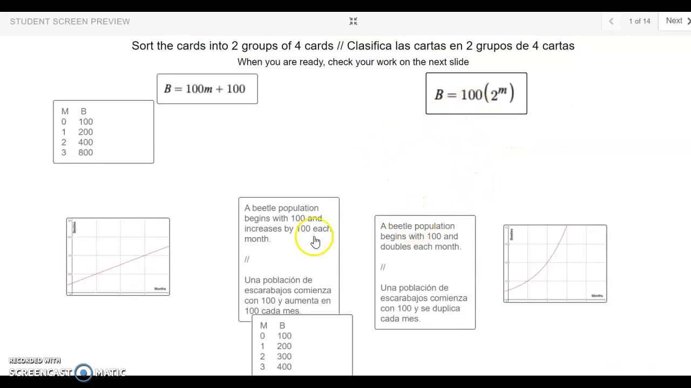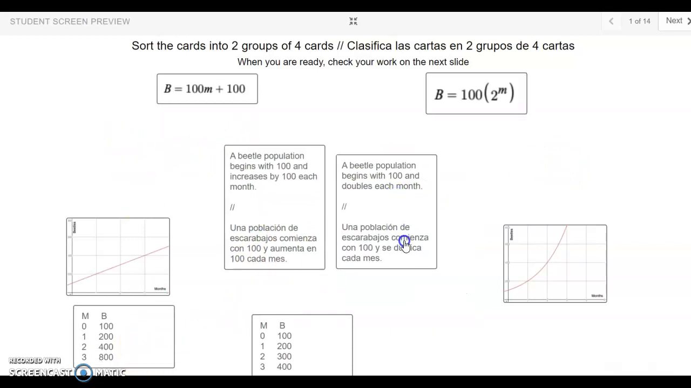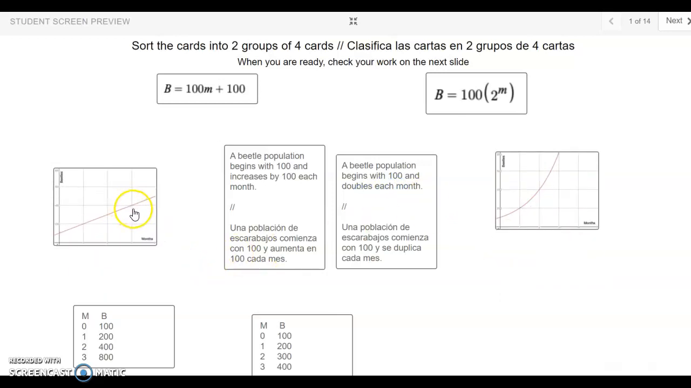So what we're going to try to do is sort all of these into two groups, either exponential or linear. Let's start with the verbal descriptions here. We have two different verbal descriptions. It says a beetle population begins with 100 and increases by 100 each month, or a beetle population begins with 100 and doubles each month. Which one goes with this graph, an exponential? Which one goes with this one, a linear? Take a second, try to match them up and see what you think.